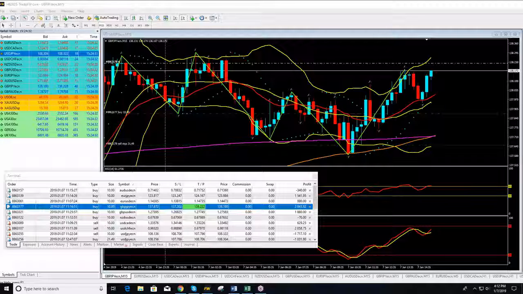Okay, guys, just a few pips again away from the pound yen TP. Let's see if this time we'll manage to hit our TP on pound yen. It troubled us a lot today, guys. Less than 4 pips away from the take profit now on pound yen.